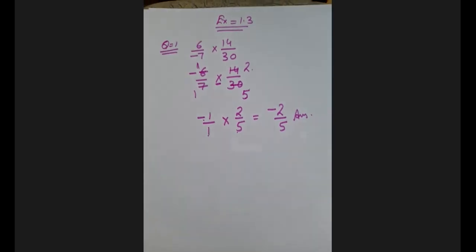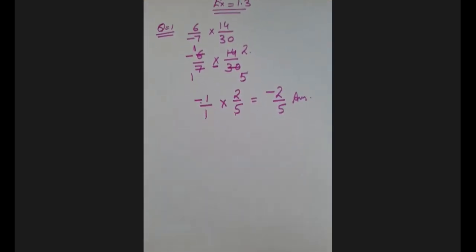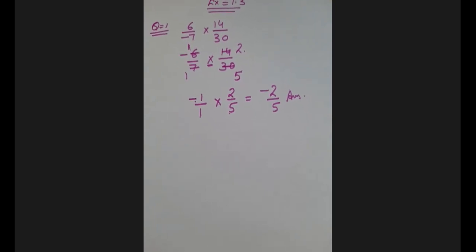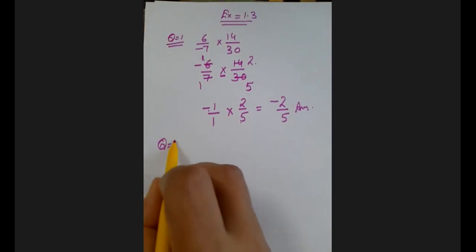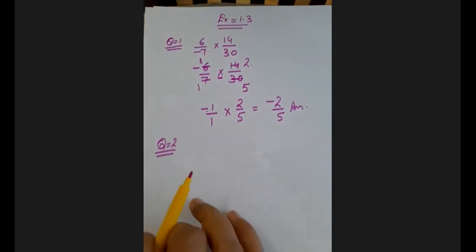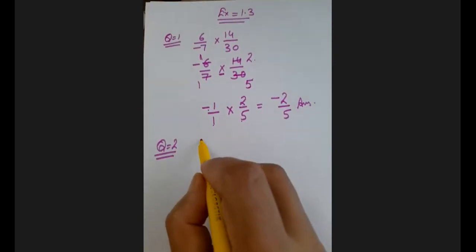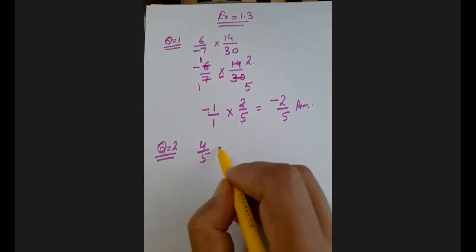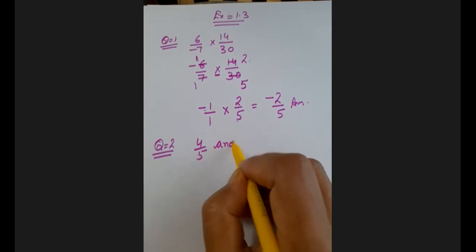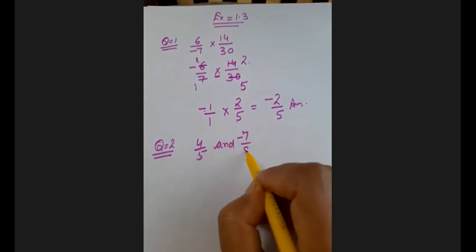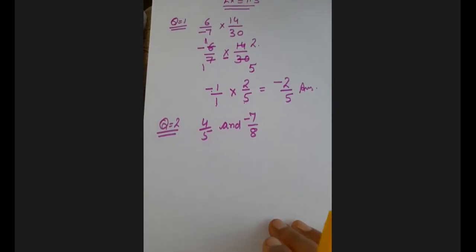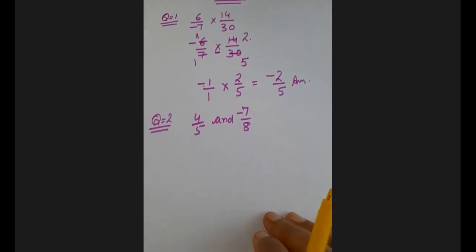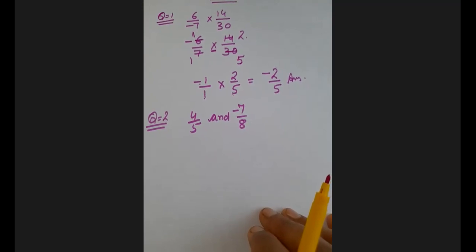Second is question number second. Second is commutative property. Verify commutative property of multiplication of the following pairs of rational numbers. Now students, your numbers are 4 upon 5 and minus 7 upon 8. Now your question is to verify commutative property of multiplication.